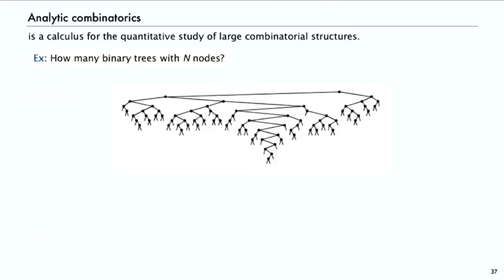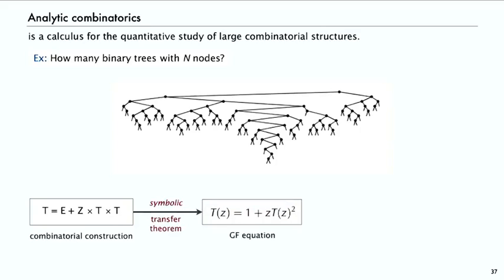For example, for our binary tree question, how many binary trees are there with n nodes? With analytic combinatorics, we write down a combinatorial construction, a formula like that one, and I'll talk on the next slide about where that comes from. Then we use a transfer theorem, which is simple to prove and simple to apply, that immediately gives a generating function equation. It's the same one that we got the hard way before.